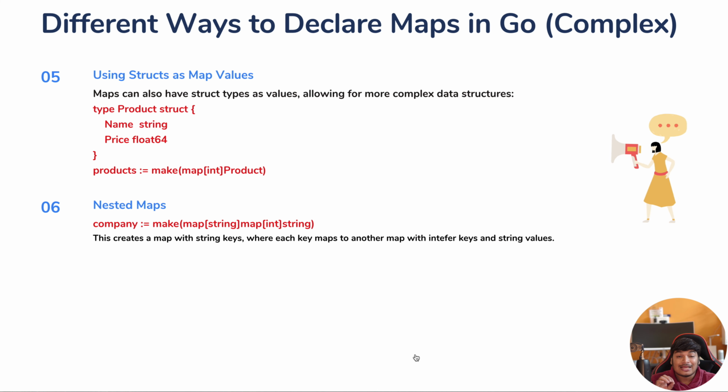Now the fifth way is using struct as map values. Maps can also have struct types as values, allowing for more complex data structures. For example, type Product struct, a custom data type, and the internal fields are name, which is type string, and price, which is type float64. Then how do we use the struct in a map? We use products colon equals, the shorthand, then the make function, then map, then square brackets. As key we mention the data type, which will be integer, so int, and then the value type. We say Product, so we are using Product as a value inside a map.